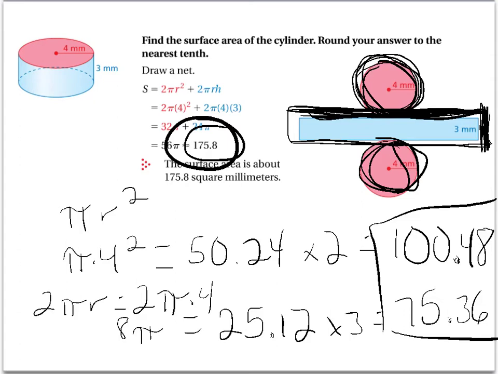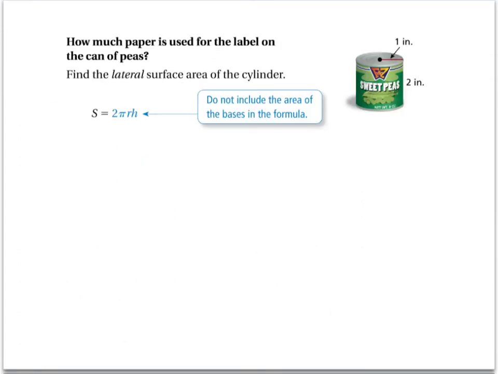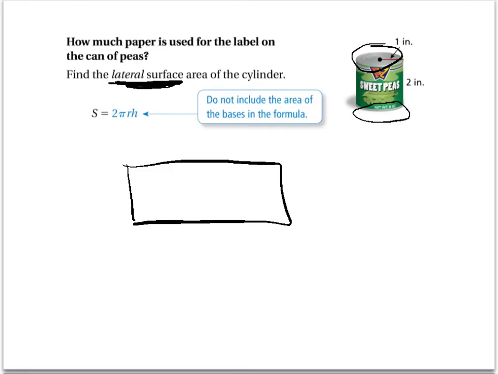Technically, they rounded to 0.8 there. If you didn't follow all that, let's do it slowly here. This one's interesting because they're asking how much paper is used for the label of a can of peas. We want to know just the lateral surface area. We don't want to know the tops and the bottom of the cylinder. So I'm just looking for this rectangle.